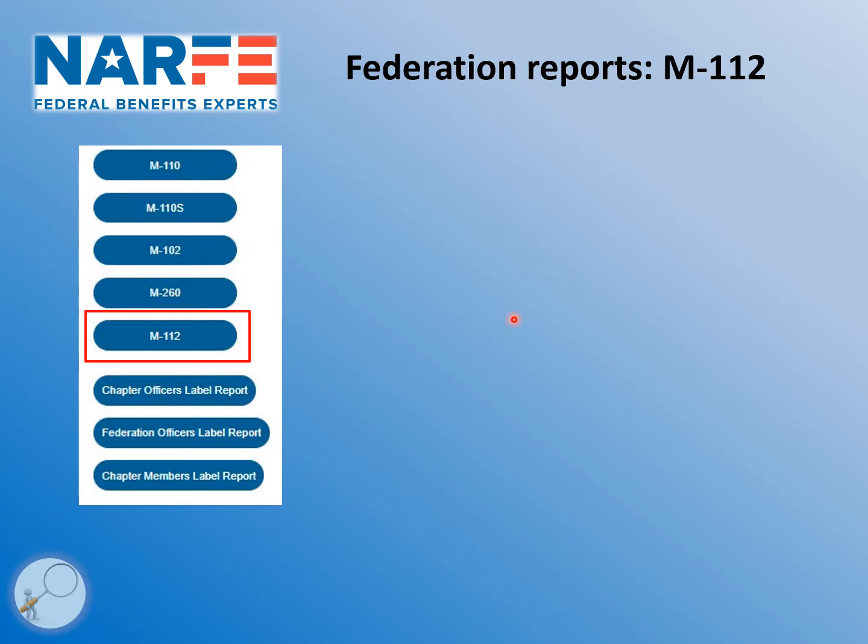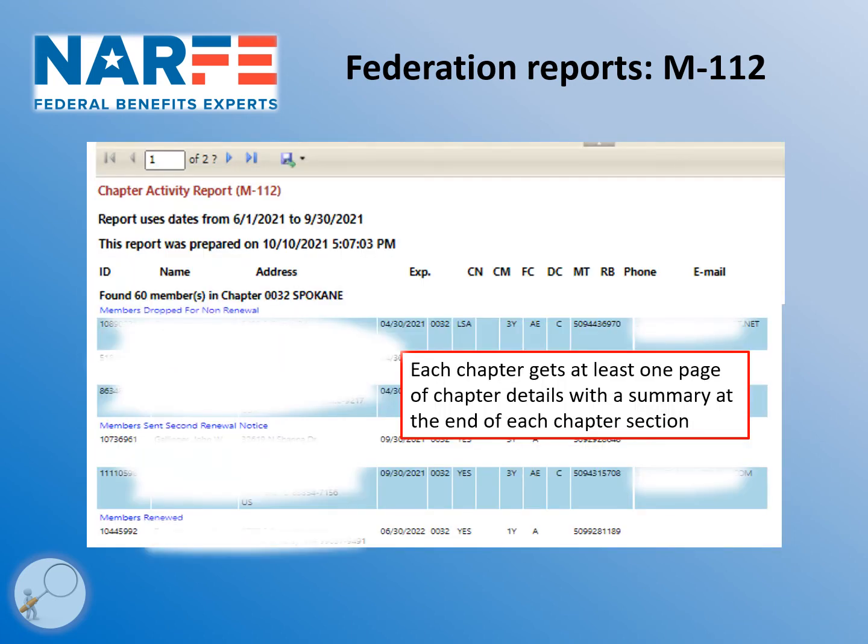The next report is the M112, which is the chapter activity report. You generally fill out the date range that you are interested in pulling. And once again, each chapter will have its own page or series, in this case, series of pages, depending on how wide a date range you use.